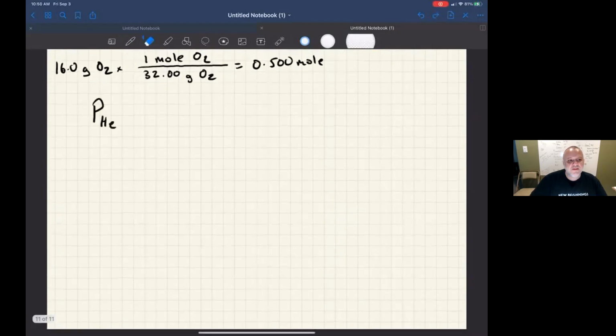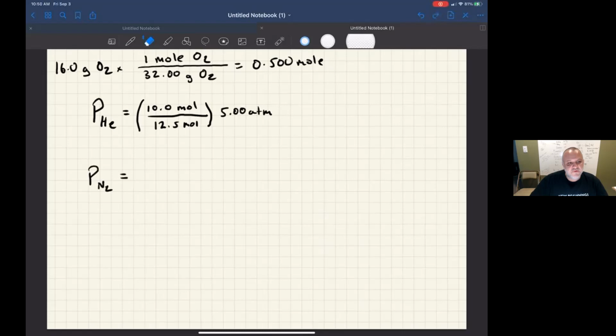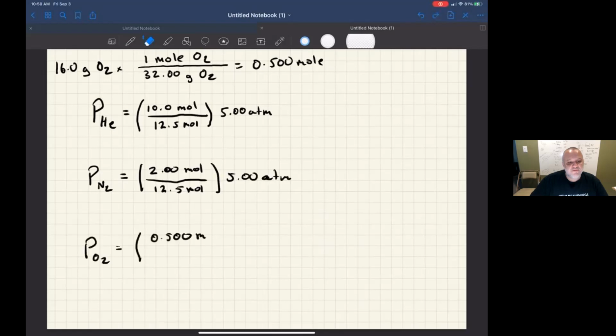Now let's write those formulas down. The partial pressure equals the mole fraction, so that's the moles of the component divided by the total moles. And the moles of helium were 10 divided by 12.5. That's the mole fraction for helium times the total pressure. Now let's do the same thing for nitrogen. That was 2 moles divided by 12.5 moles times 5. And for oxygen, it's 0.5 divided by 12.5 times 5. So let's get our calculator out and work on that.